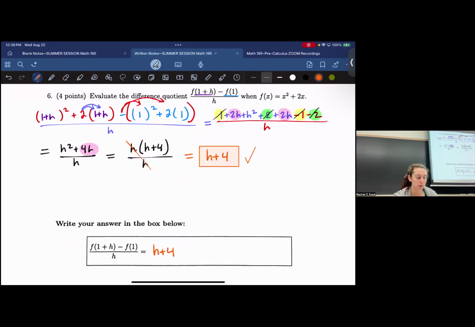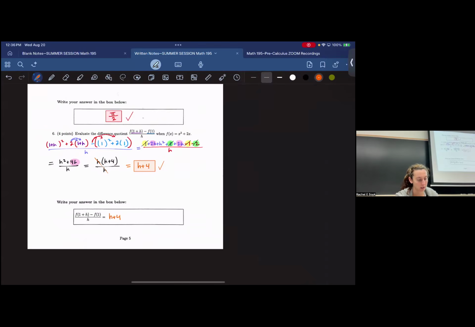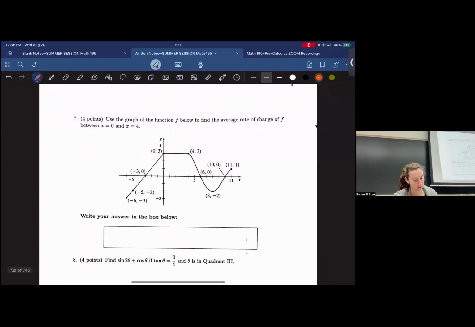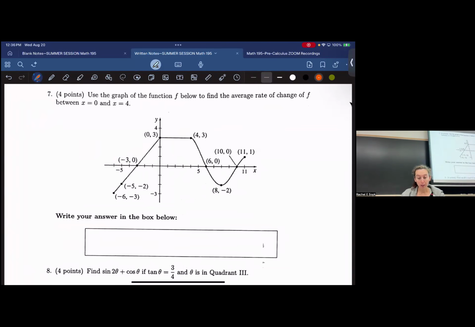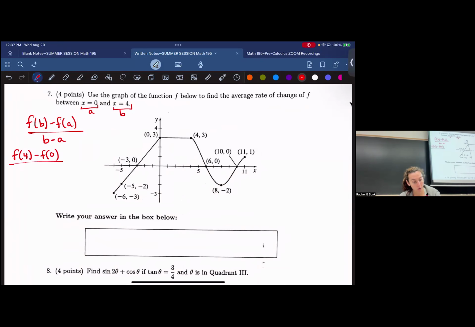Let's go ahead and move to the next page. Question 7, we want to find our average rate of change, which is our f of b minus f of a all over b minus a. And they give us our a value to be 0 and our b value to be 4. So we're looking at f of 4 minus f of 0 all over 4 minus 0.